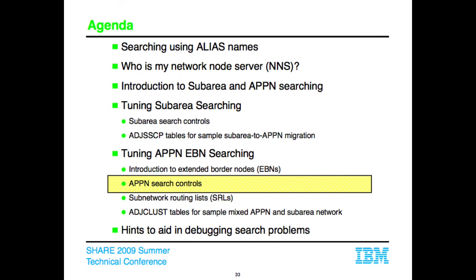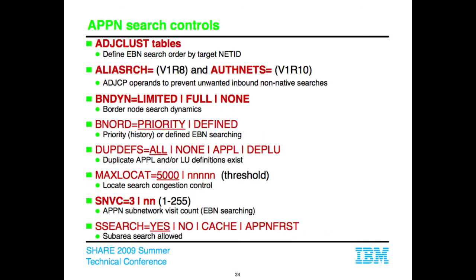So the next chart we're going to talk about is APPN search controls. There are some, more than you might think actually. We've got the adjacent cluster tables, which basically define how border nodes do their searching. I've already talked to you about alias search and auth nets, which you can code on adjacent CPs that represent non-native nodes, to prevent alias searches from coming in, and also to prevent only the network qualified searches that you think are authorized to come in. But you've also got this border node dynamics equals limited, full, or none, and that probably is the primary control that you have other than the adjacent cluster list. You also have subnet visit count, which is kind of like SSCP visit count. We'll go into that a little bit also. There are a few others here that you might want to look into, but in general, those are the biggies. The bold ones are the biggies.